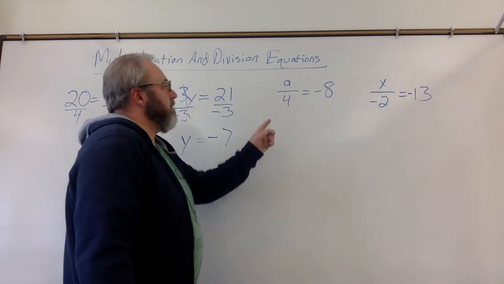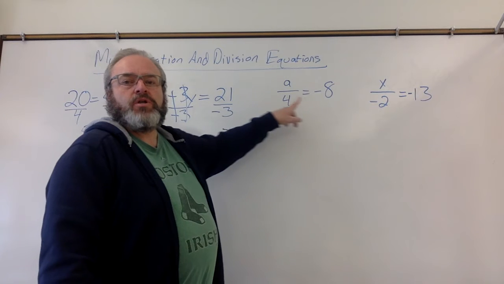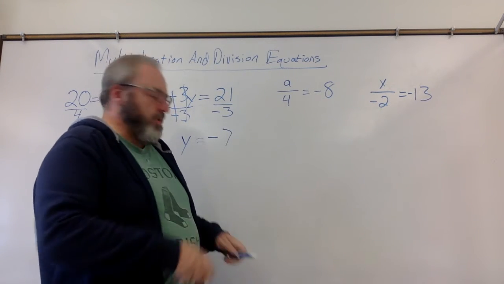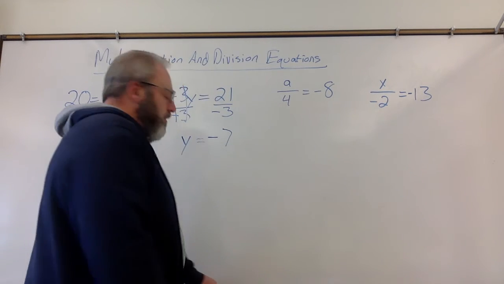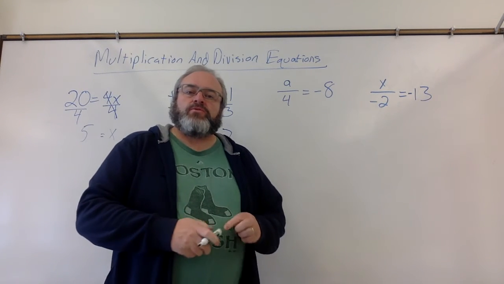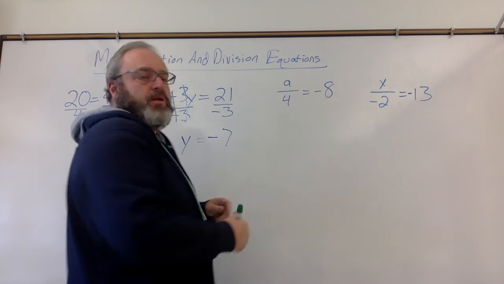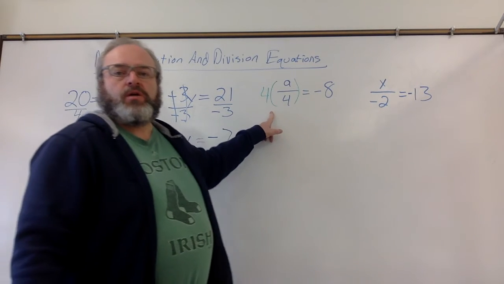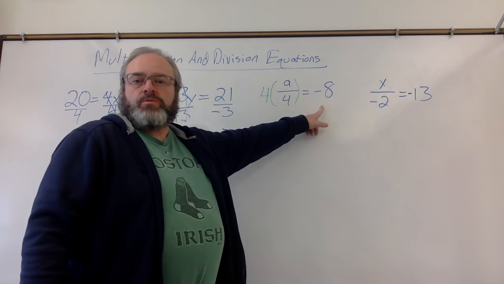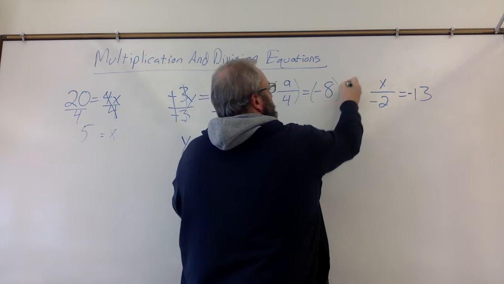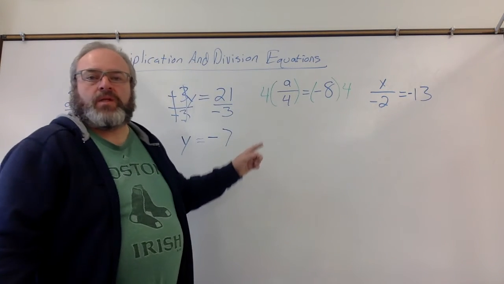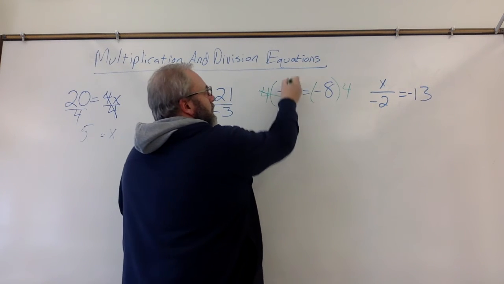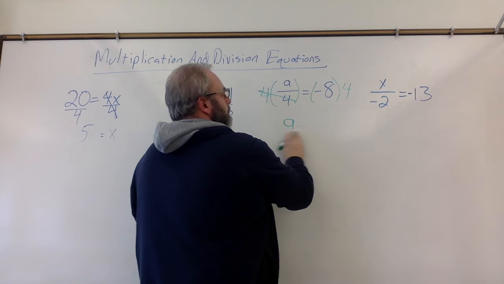If we look at this problem here, we have a divided by 4 equals negative 8. In order to get the divided by 4 to cancel, we need to do the opposite of dividing by 4, which is multiplying by 4. So I'm going to multiply this side by 4. But I also have to multiply this by 4. Multiplying by 4 and dividing by 4 cancel each other out, leaving our a.